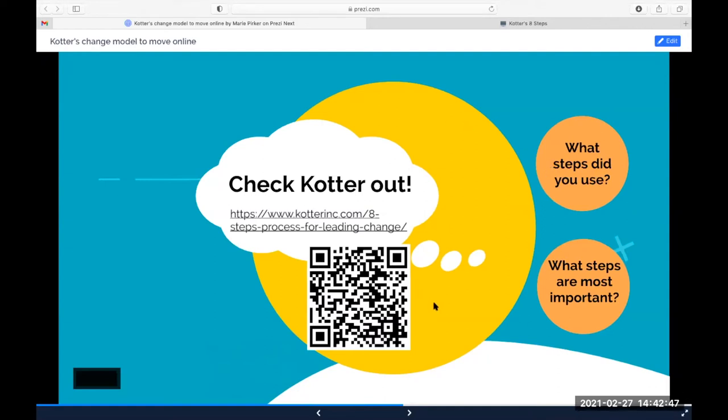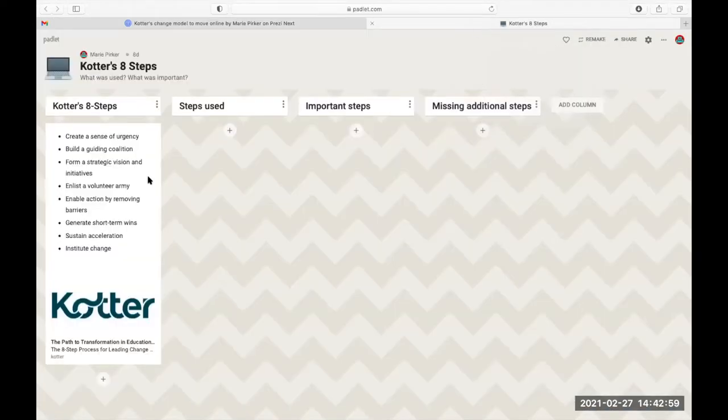So I made a Padlet. You can actually scan the QR code or you can just go on the link. The link is also on the Woover app in the chat function if you'd like to go. And I would like to have 2 questions answered on the Padlet. So I'm going to open it up over here.